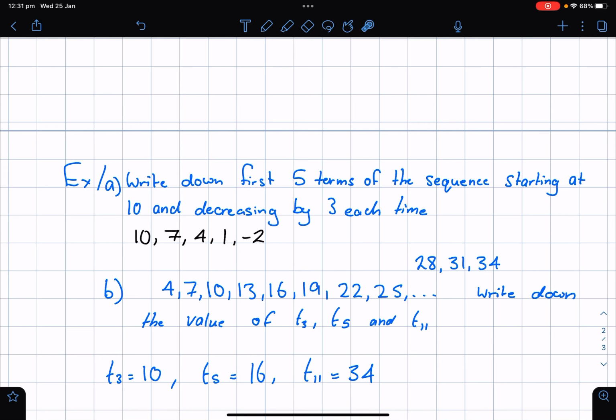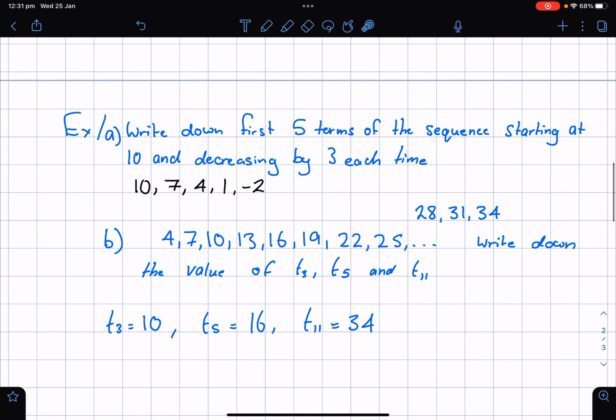So that is it for this quick introduction to what a sequence is and how to actually define a sequence and find specific terms as well.